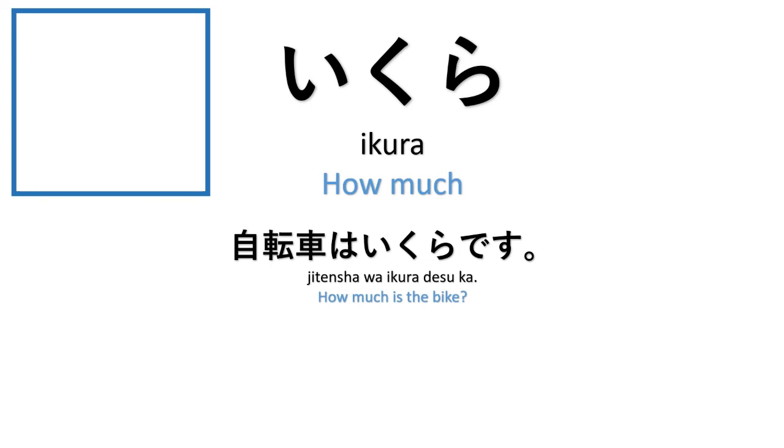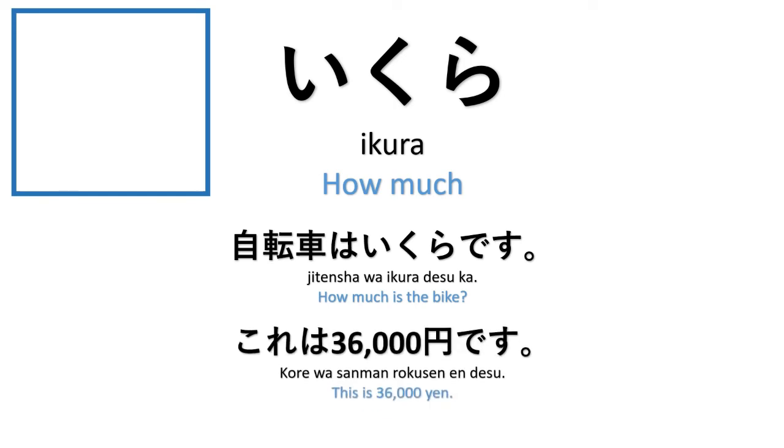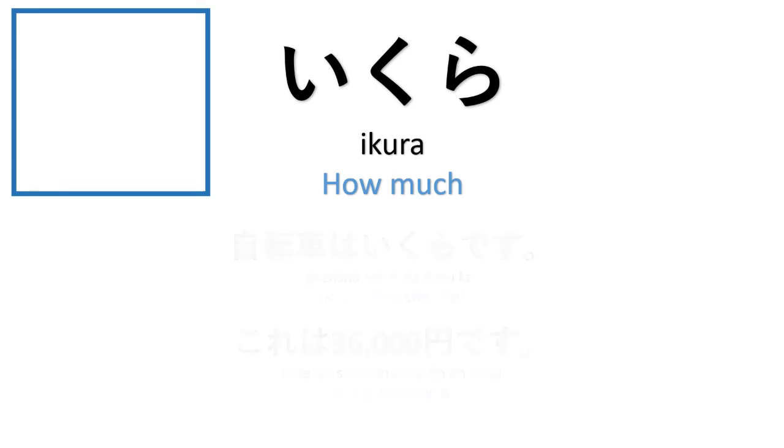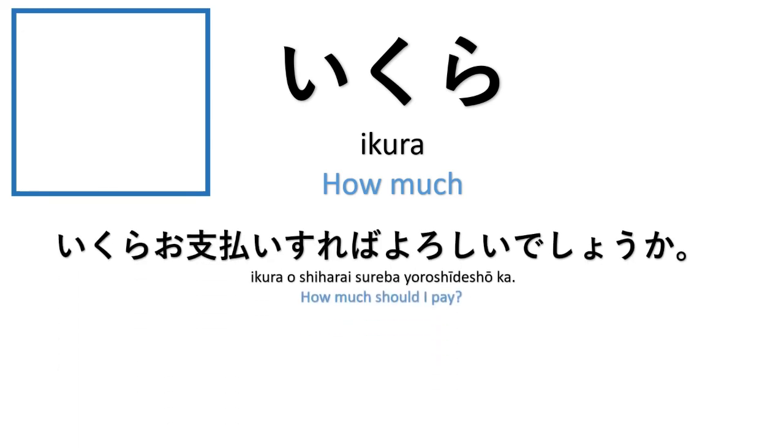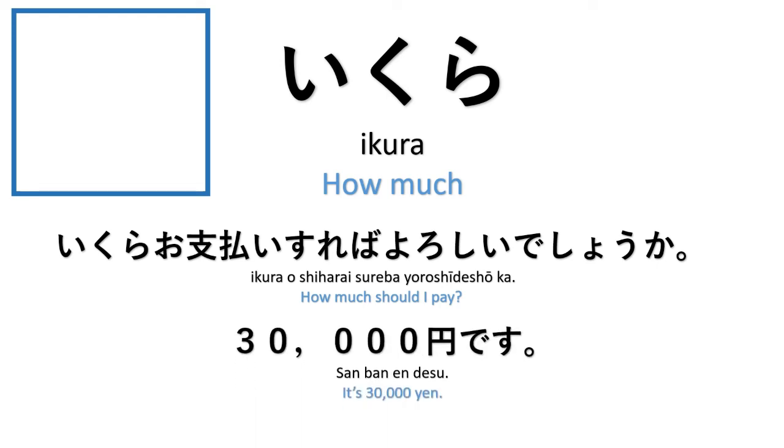Jitensha wa ikura desu ka? How much is the bike? これは3万6千円です。いくらお支払いすればよろしいでしょうか？How much should I pay? 3万円です。It's 30,000 yen.